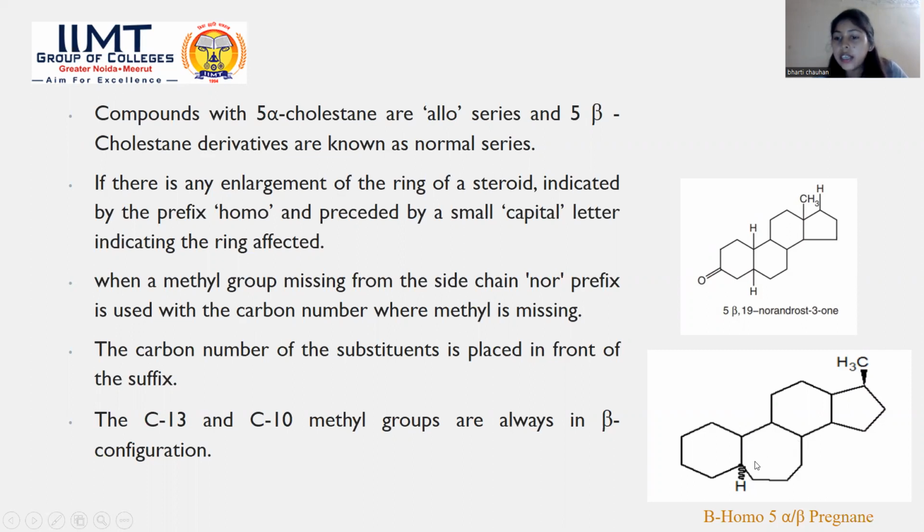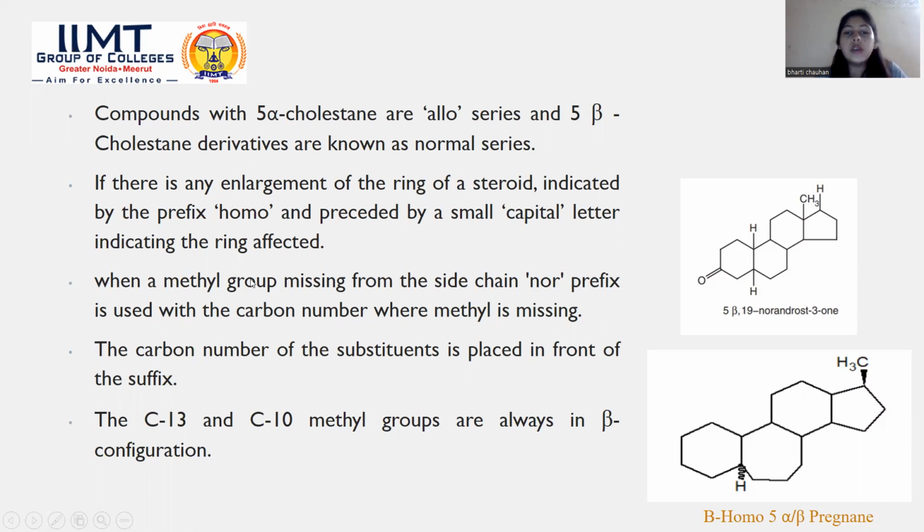What we write here is where the change occurs, at the B ring. So we'll write B homo 5 alpha slash beta. Why 5 alpha slash beta? Because we don't know about this configuration. This is not dotted, not solid. So we will write it as wavy. We have shown here a wavy bond. So we'll write it as 5 alpha slash beta pregnane.